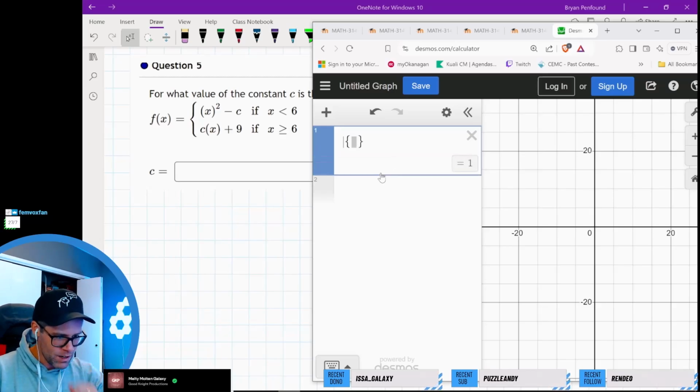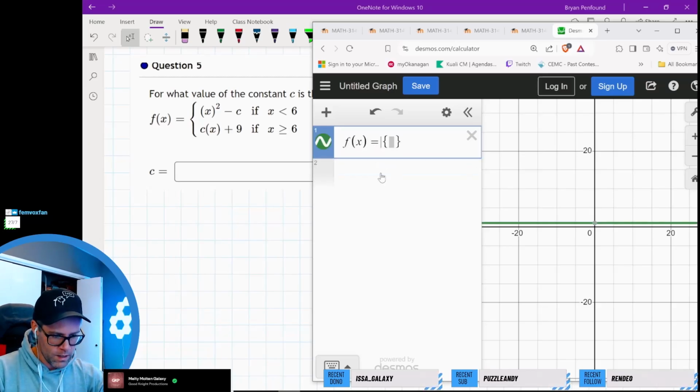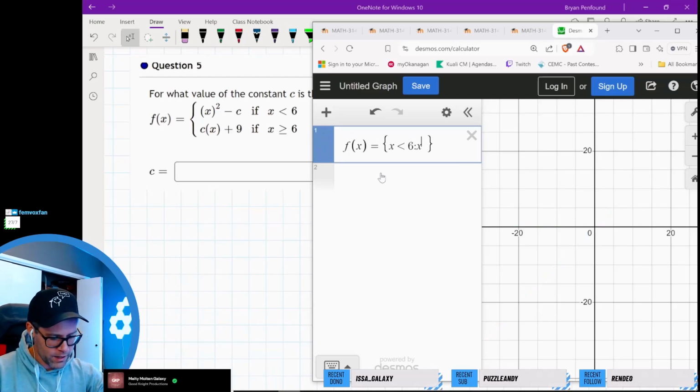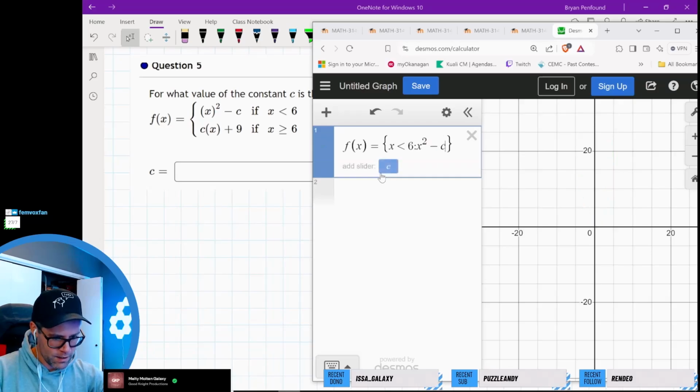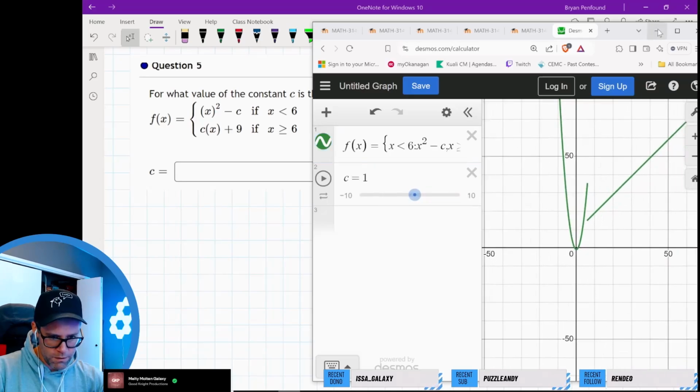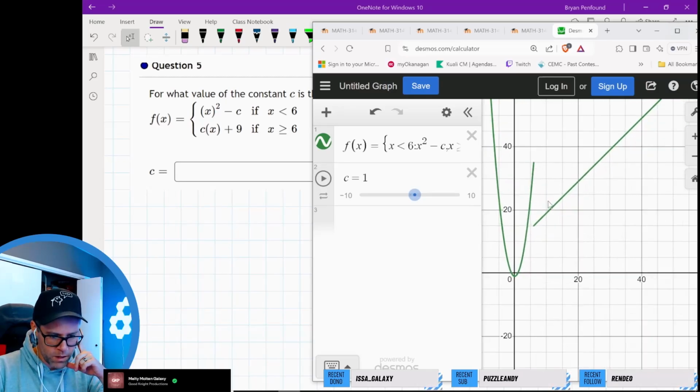How do I do a piecewise function again? I need the, it's always backwards to what I think. I think it's like I need the region, and then I need the x squared minus c, and then I go comma, and then I go x bigger than or equal to 6, semicolon cx plus 9. And then we'll add a slider, and here we go. So here's what our function looks like using Desmos. And we can see that there's a jump discontinuity here.